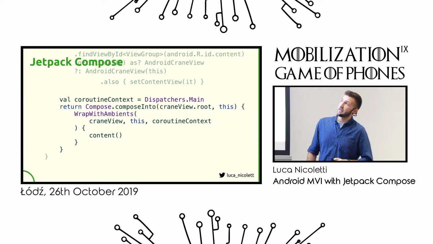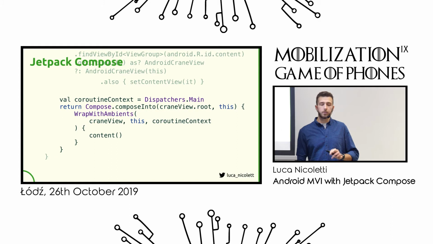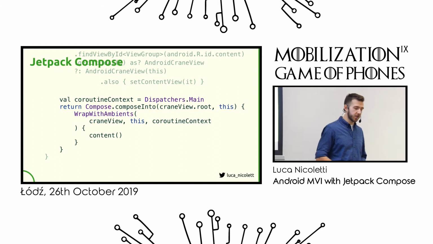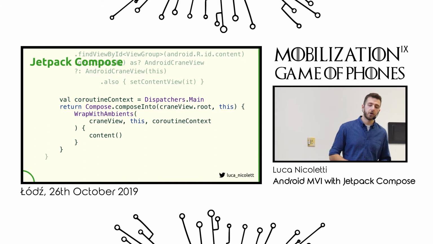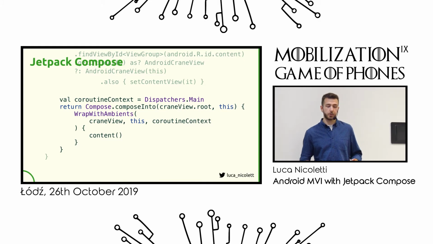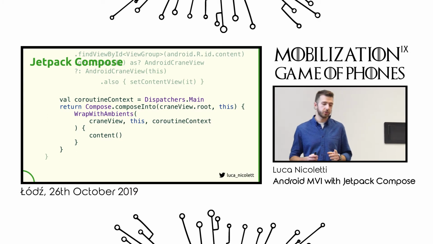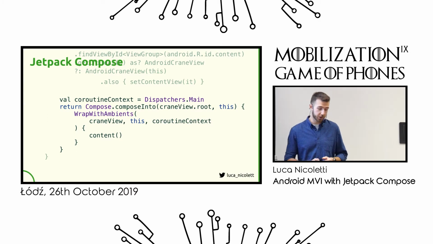So the setContent function is almost the same as the launch function for coroutines. It's a starting point for composable functions. You can't call a composable function outside a composition, which is started with the setContent function.